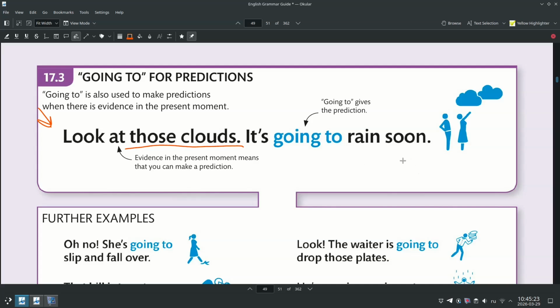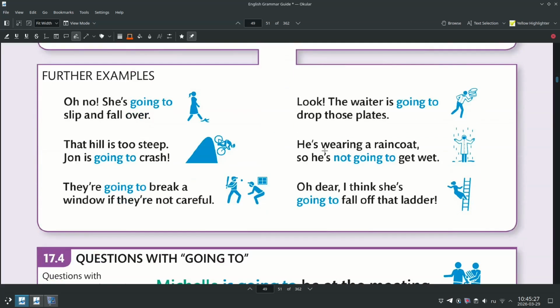Going to gives the prediction. Further examples. Oh no, she's going to slip and fall over. That hill is too steep. John is going to crash. They are going to break a window if they are not careful. Look, the waiter is going to drop those plates. He's wearing a raincoat, so he's not going to get wet. Oh dear, I think she's going to fall off that ladder.